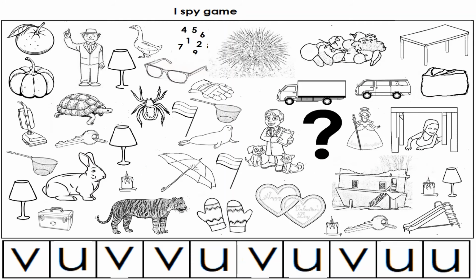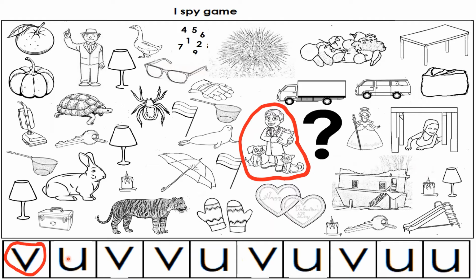Let's play I Spy game. I spy with my little eye something start with V. Let's find something start with V. Do you see anything start with V? Oh, wet. Wet. I'm going to circle this V.